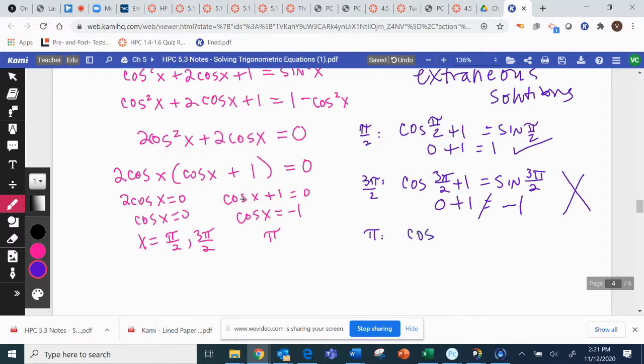And then cosine pi plus 1 equals sine pi. Cosine at pi is negative 1 plus 1 equals sine at pi is 0. That one does work. So our answers for this will be pi over 2 and pi.